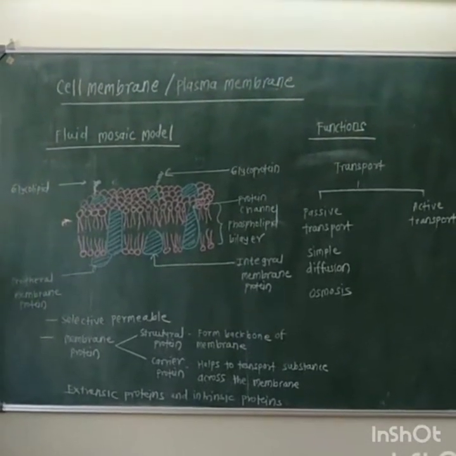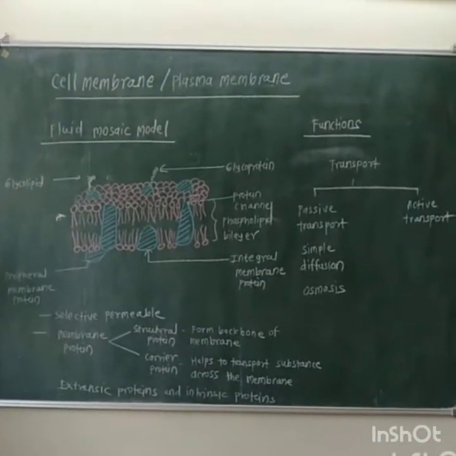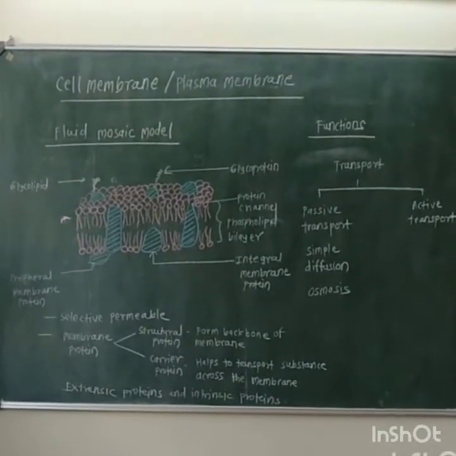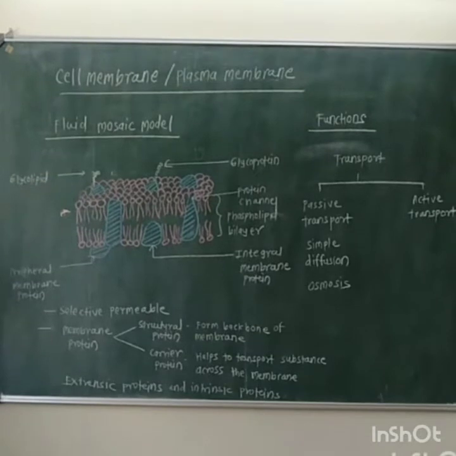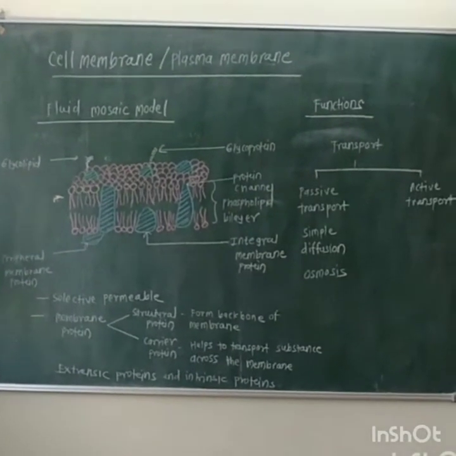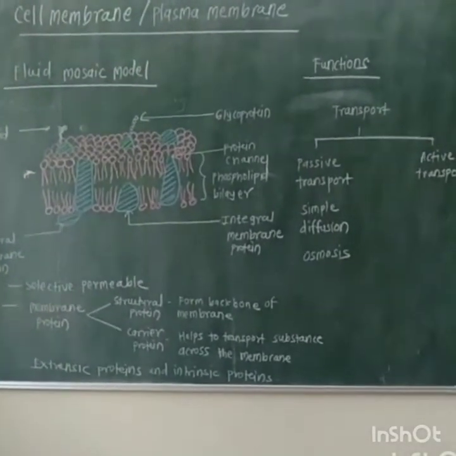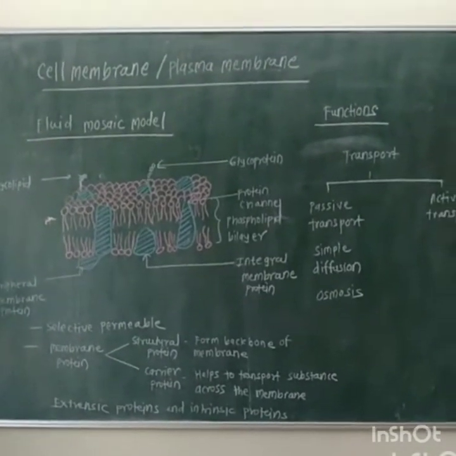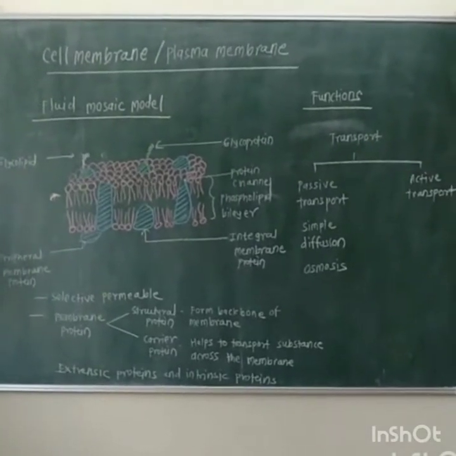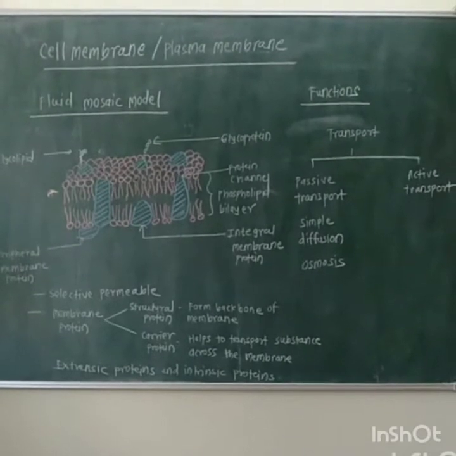Here cell membrane or plasma membrane, it's a very thin and delicate membrane. It is also called a unit membrane because it is present in all cells. Here the plasma membrane covers all the cell organelles, it covers the cell also. In animal cell it is the outermost covering, in plant cell it is present inside the cell wall.